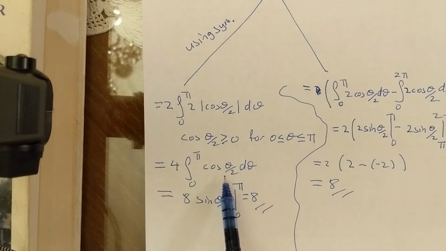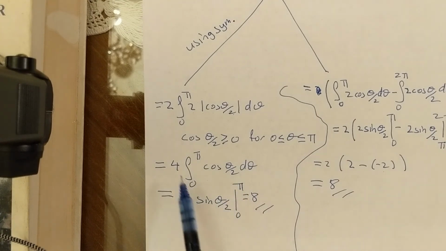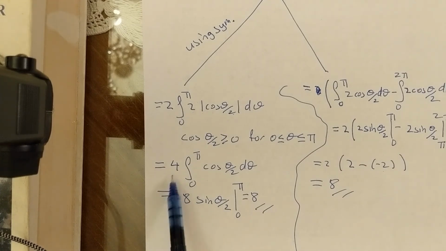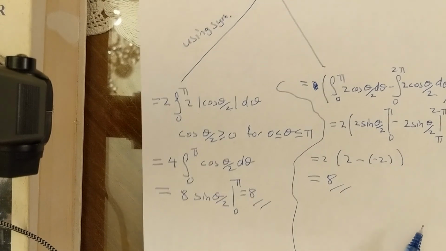So now I have to integrate this. If you want to do a substitution, be my guest, or just do the opposite of what's happening to the variable. It's divided by 2, so multiply it by 2. 4 times 2 is going to be 8 sine theta over 2. So it's actually 2 sine theta over 2 times 4. Now if you plug in 0, you get 0. When you plug in pi, you get sine pi over 2, so the answer is 8.